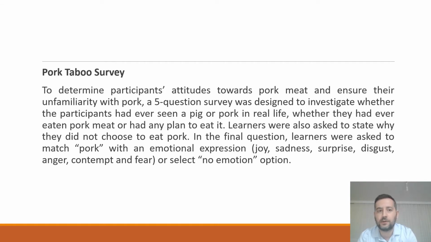The first instrument is the pork taboo survey. To determine participants' attitudes towards pork meat and ensure their unfamiliarity with pork, a 5-question survey was designed to investigate whether the participants had ever seen a pig or pork in real life, whether they had ever eaten pork meat or had any plan to eat it. Learners were also asked to state why they didn't choose to eat pork. In the final question, learners were asked to match pork with an emotional expression, including joy, sadness, surprise, disgust, anger, contempt, and fear, or select a no emotion option.